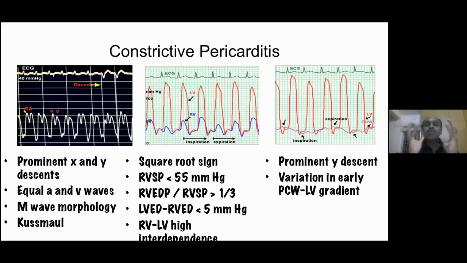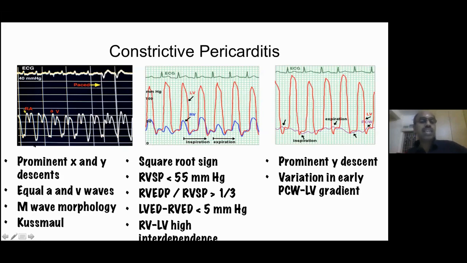The left atrium and left ventricle being shielded, their pressure is higher. So there is a reverse gradient: the pulmonary capillary wedge pressure will actually go below the left atrial pressure in constrictive pericarditis. That is the reason why there is a marked reduction in the mitral inflow.